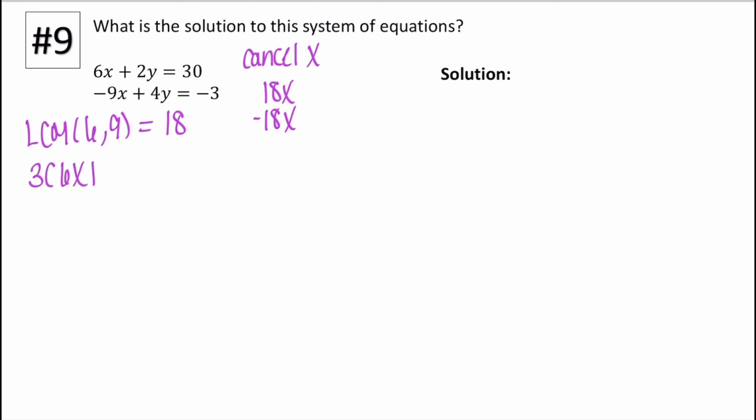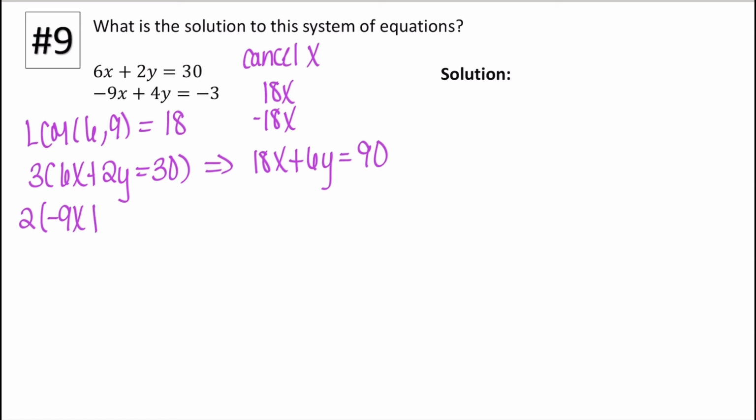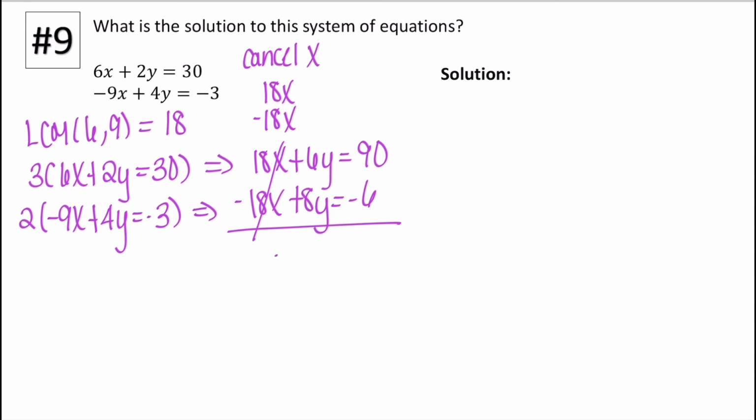So I have 3 times 6x plus 2y equals 30, and that gives me 18x plus 6y equals 90. I'm going to multiply the second equation by 2. So I have 2 times negative 9x plus 4y equals negative 3, which gives me negative 18x plus 8y equals negative 6. When I add these two together, I end up with 14y equals 90 minus 6, which is 84. Then I divide both sides by 14, which gives me y equals 84 divided by 14, which is 6.